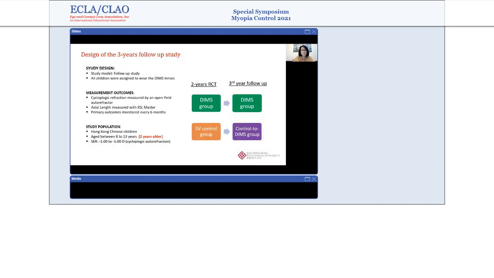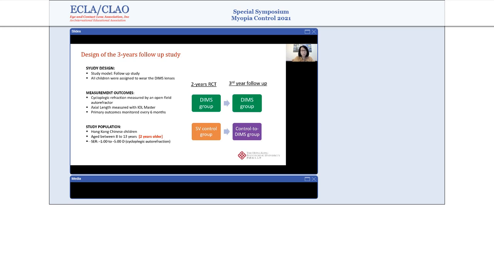At the end of the trial, we offered the participants to continue the follow-up and lens wear. And this time, all the children were assigned to wear the DIMS lens. The group of children from the control group started to wear DIMS lens, and we retitled this group to be Control to DIMS group. So the same measurement protocol was adopted, and this includes cycloplegic refraction measured by an open field autorefractor and axial length with the IOL master.